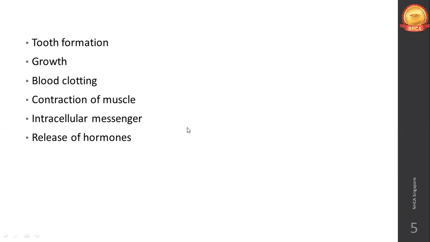Release of hormone. For certain hormones like insulin, parathyroid hormone, calcitonin, from the endocrine glands, calcium ion is required. So in the absence of calcium ion, there will be under secretion of these hormones.